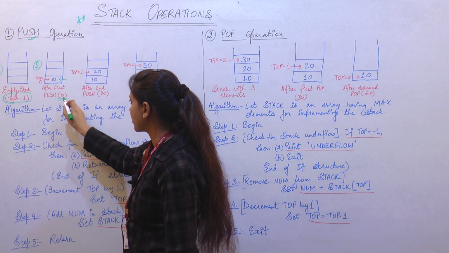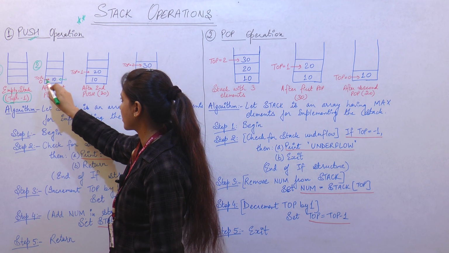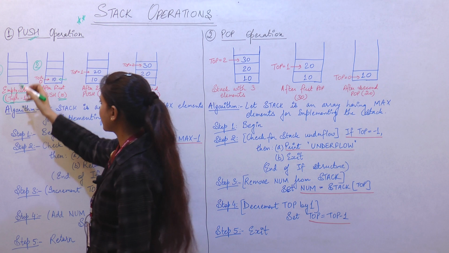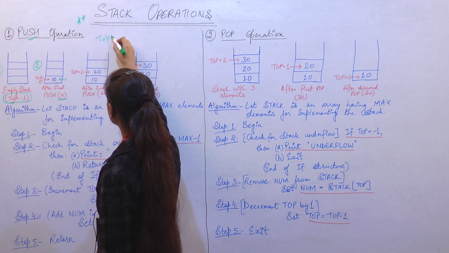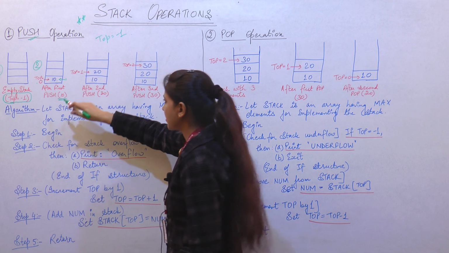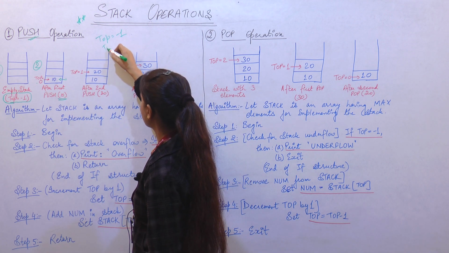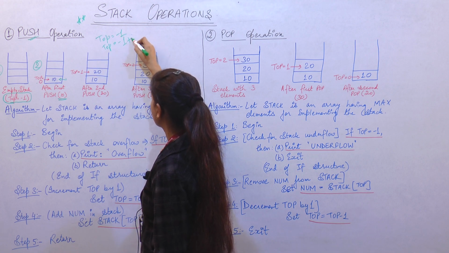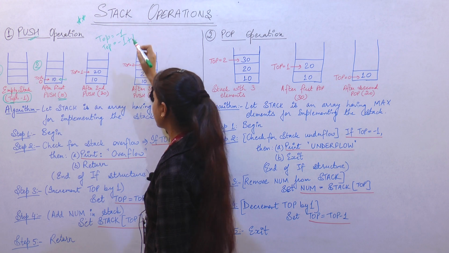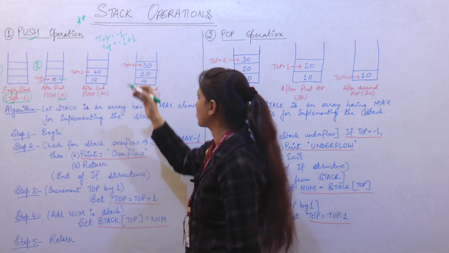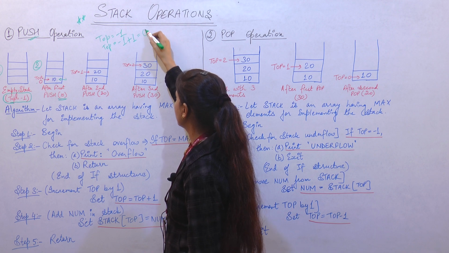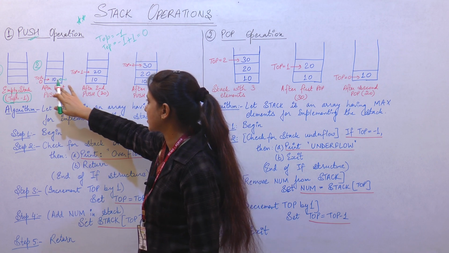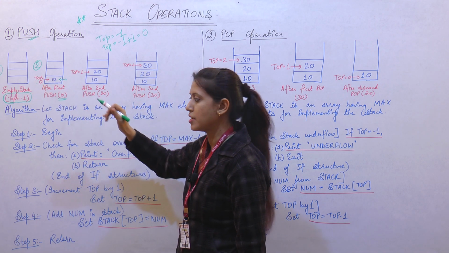That's why after pushing the first element 10 in our empty stack, the value of top incremented by +1, because previously the value of top was -1. Now after inserting the first element, the value of top will increment by 1. So -1 plus 1 will give us the value 0. So after pushing the first element into the stack, the value of top will become 0.